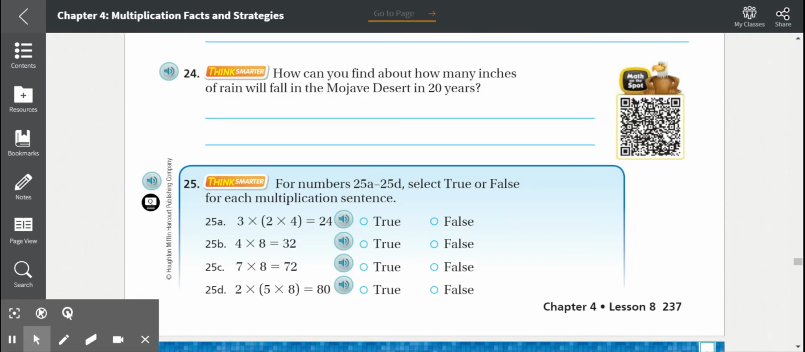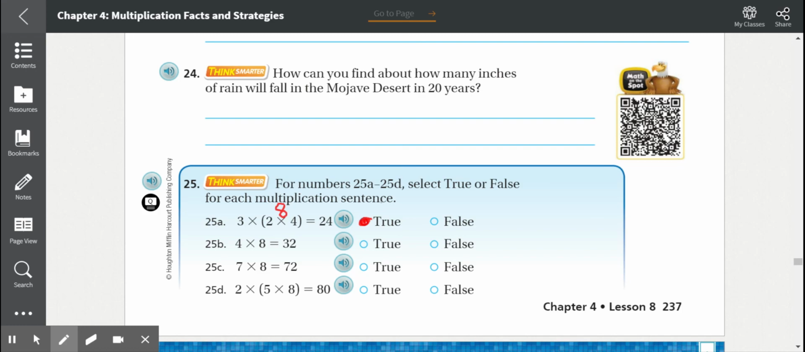Okay, let's skip down to number 25. For numbers 25A through 25D, select true or false for each multiplication sentence. So this first one is 3 times 2 times 4. Does that equal 24? Let's see. Well, 2 times 4 is 8. So what's 3 times 8? Is 3 times 8 24? It is. So this one is true.